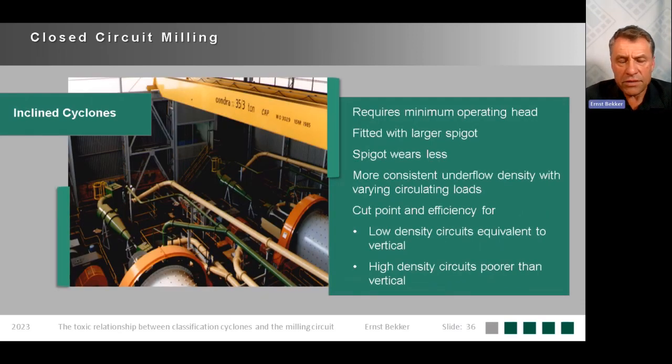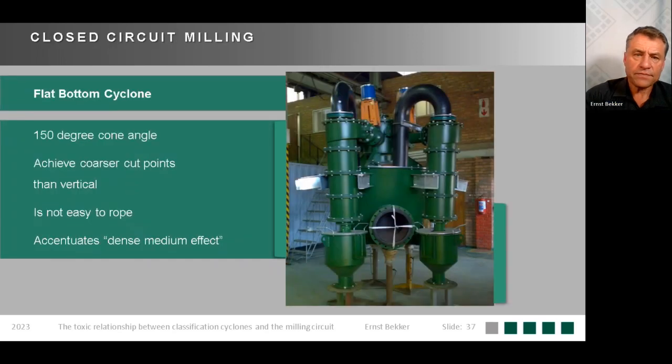Inclined cyclones, lying on their side. Because the cyclone is on its side, we can install larger spigots. It results in less wear of the spigot. The cut point is slightly coarser. So if you are operating in a low density environment, the efficiency of an inclined and a vertical cyclone is very similar, but if you go to a high density circuit, your vertical cyclone would be the better option.